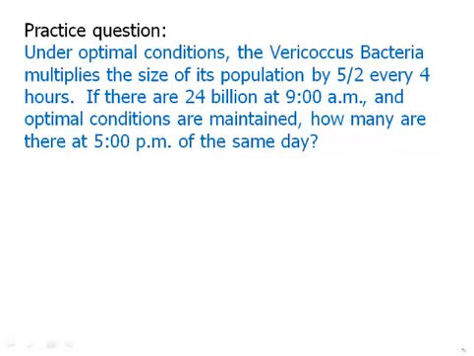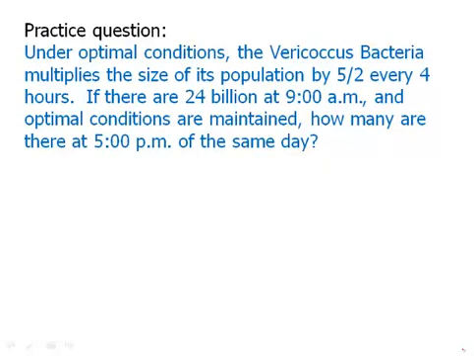Here's another problem. Pause the video, and then we'll talk about this. Okay. So we have some kind of bacteria, and it multiplies the size of its population by 5 halves every 4 hours. 4 hours is the time interval step that we're going to take. So there are 24 billion at 9 a.m. and optimal conditions are maintained. How many are there at 5 p.m. of the same day?